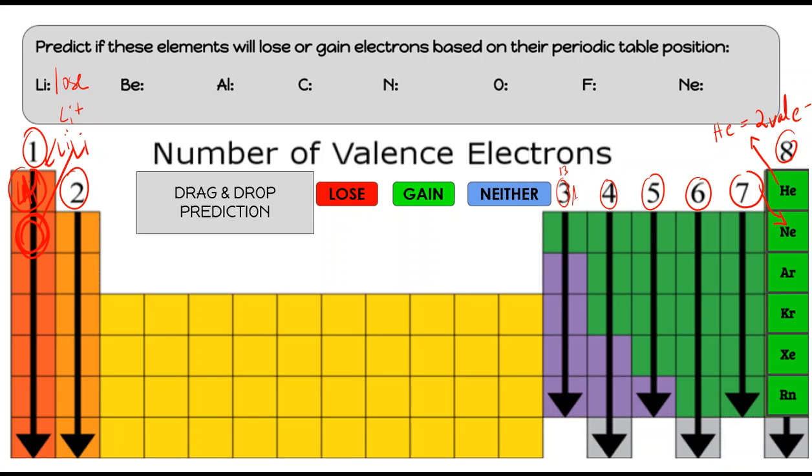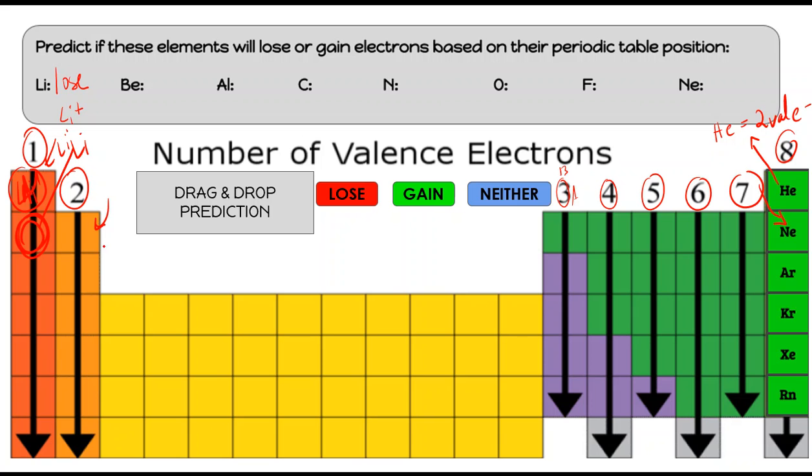Losing 1 makes it mimic helium's configuration. Gaining 7 would make it have neon's configuration. So it's easier for lithium to lose 1 and look like helium. And the element below lithium in that group would be sodium, and so it's the same thing. Sodium can lose 1 electron, and now it looks like neon. And then potassium, which is below sodium, will lose 1 electron, and now it looks like argon. Okay, so you're kind of getting the idea here.